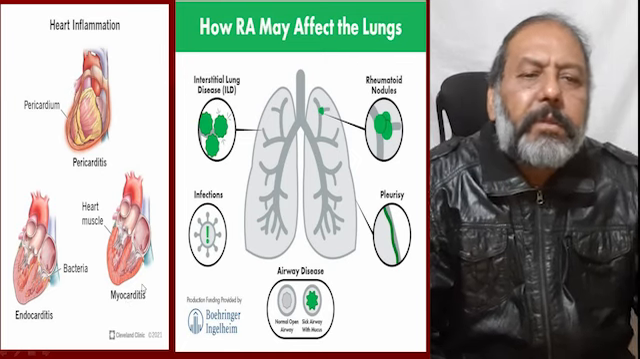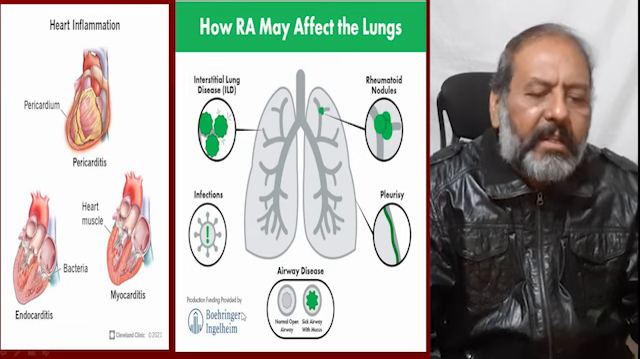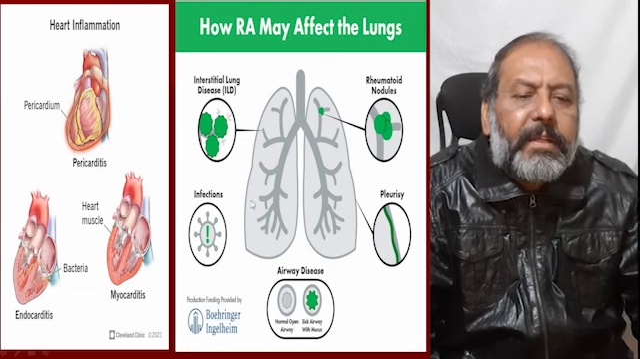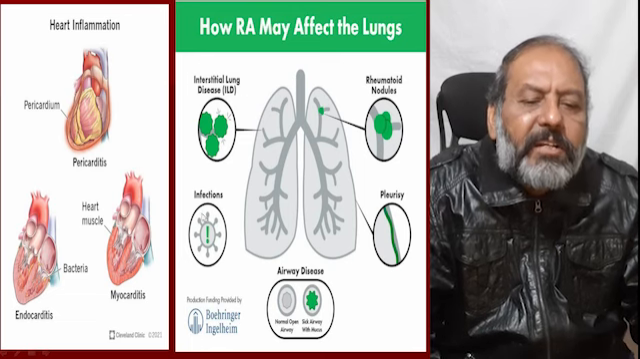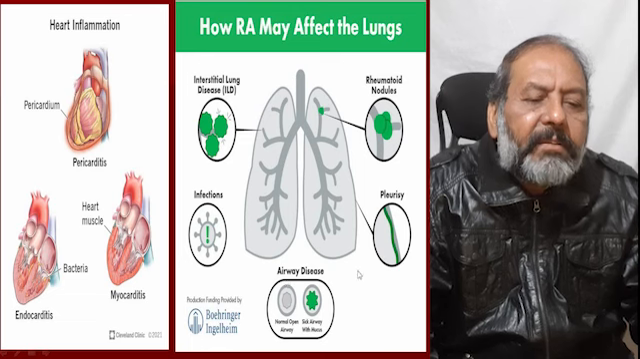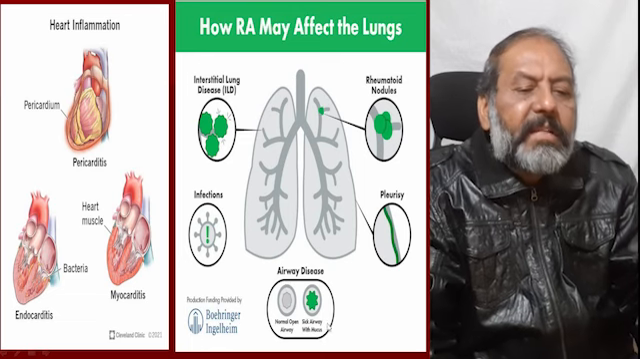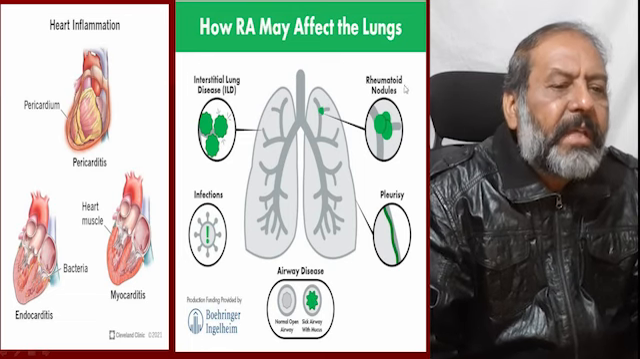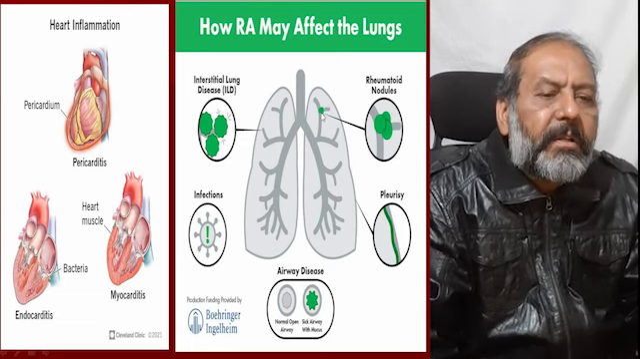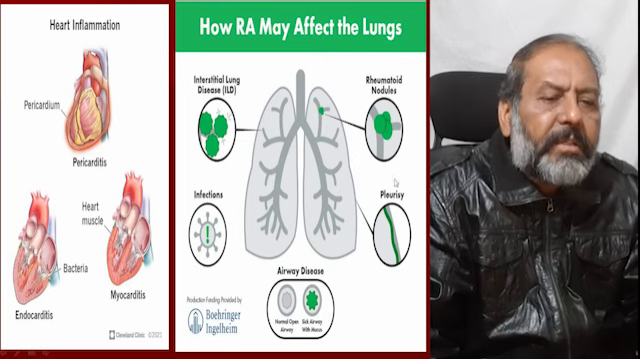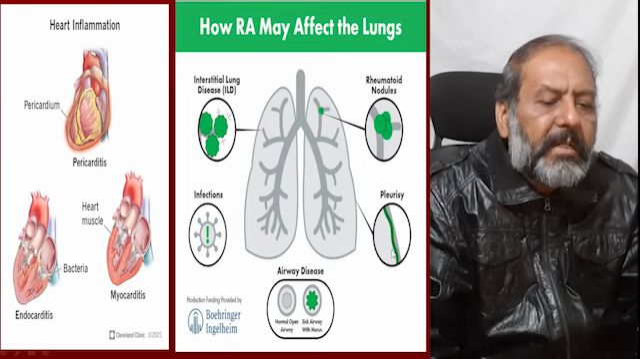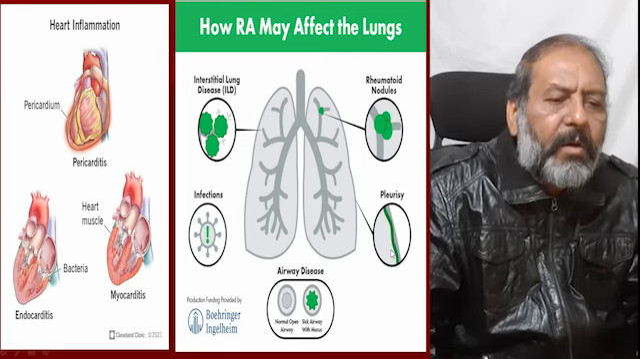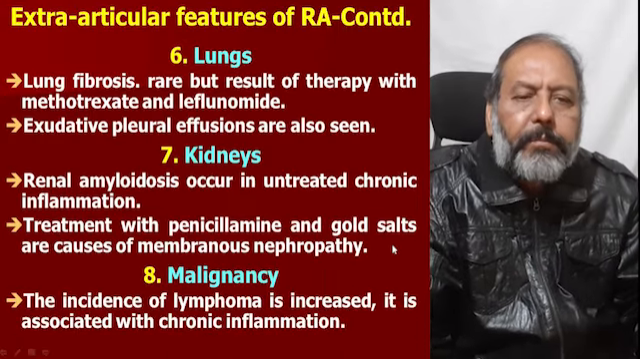And rheumatoid arthritis may affect the lungs, it is going to cause interstitial lung disease, ILD. Then it can cause infection in the lungs. Then it can cause airway disease, and one can see the narrowing of the bronchioles, and then the rheumatoid nodules seen in the lung, over the lung surface, and also it is going to cause pleurisy, which is a manifestation of the rheumatoid arthritis.